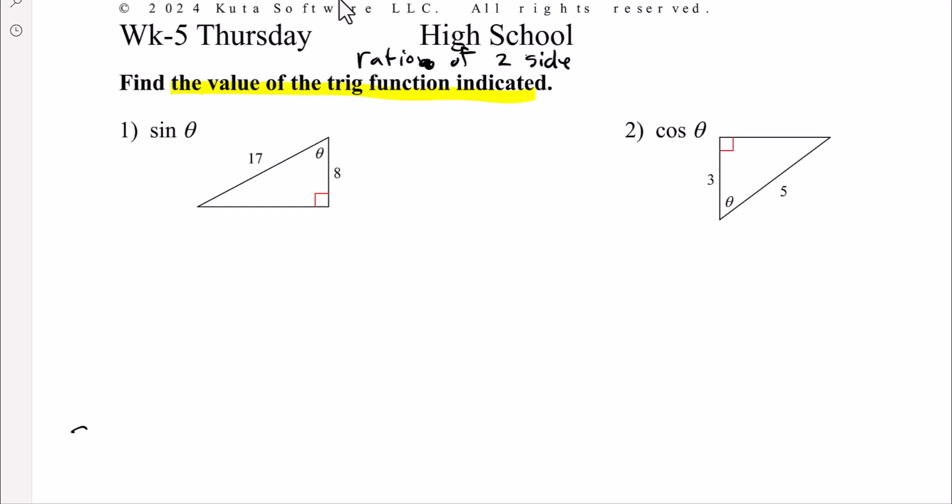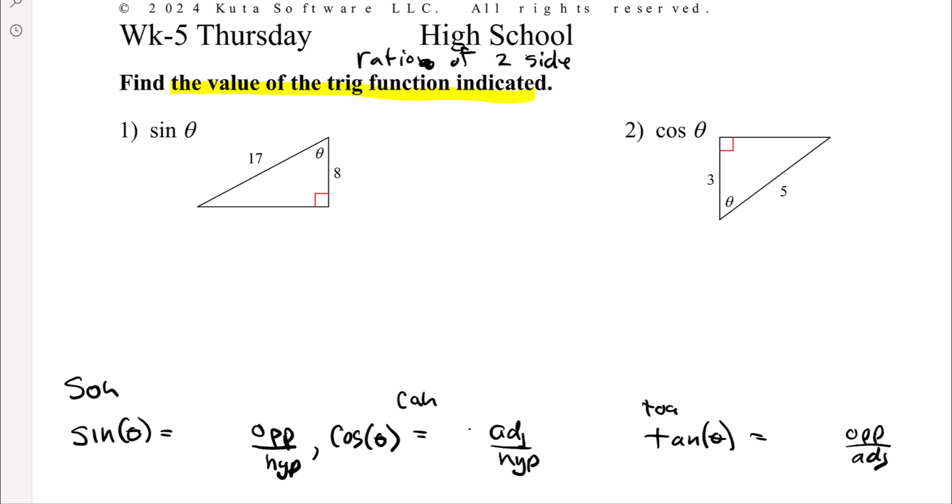This one says sine. So sine is the opposite over hypotenuse. I'm going to pause this and write them all out. Okay, so those are the trig functions. And so then again, from the viewpoint of this angle, opposite side, hypotenuse, across from the right angle, adjacent. So for sine, we need to know the opposite side and the hypotenuse.